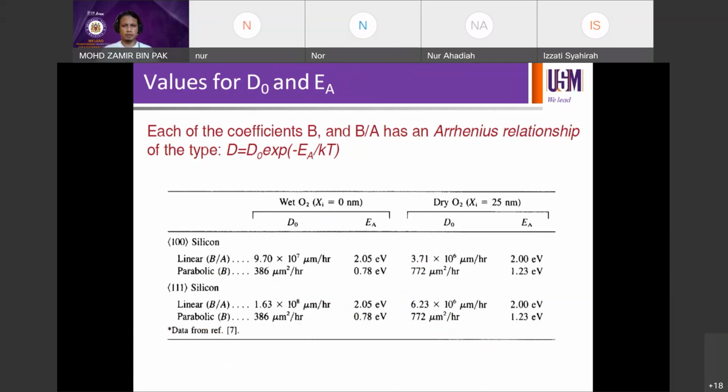This is also the same, wet versus dry, just in the form of a table. Wet versus dry, and then you can also see the difference between 100 and 111.